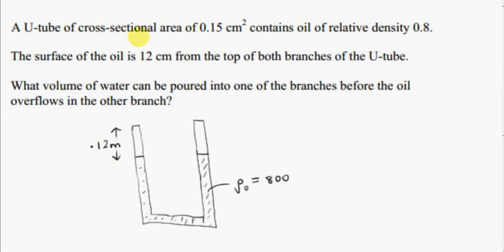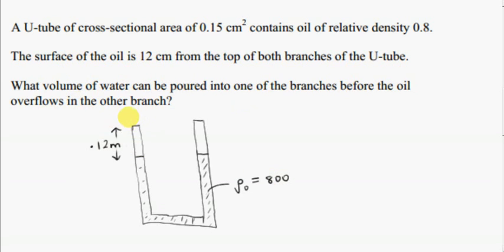A U-tube of cross-sectional area of 0.15 centimeters squared contains oil of relative density 0.8. That means that the density of the oil, written rho O here, is 0.8 times 1,000, which is 800. The surface of the oil is 12 centimeters, that is 0.12 meters, from the top of both branches in the U-tube. What volume of water can be poured into one of the branches before the oil overflows in the other branch?